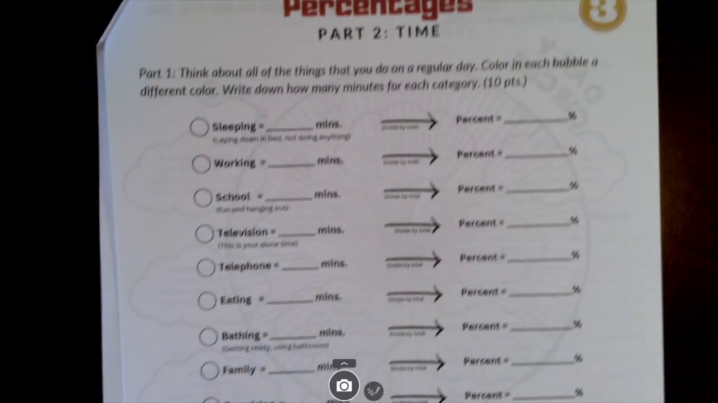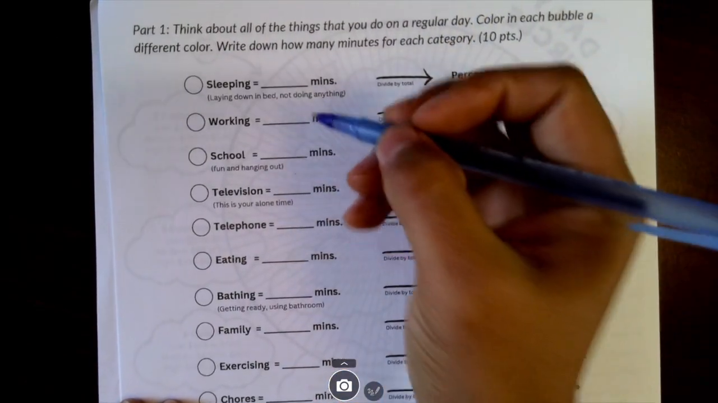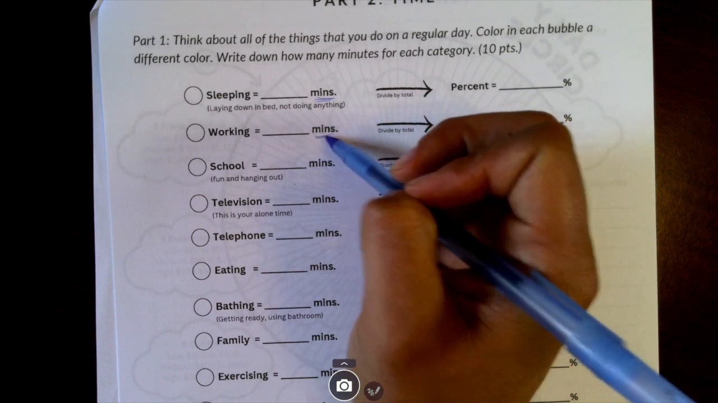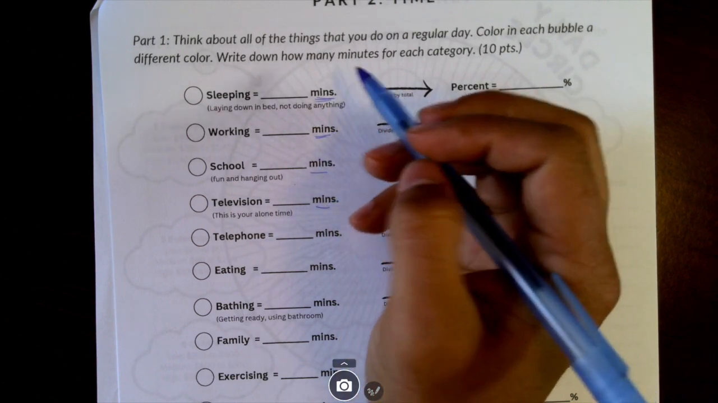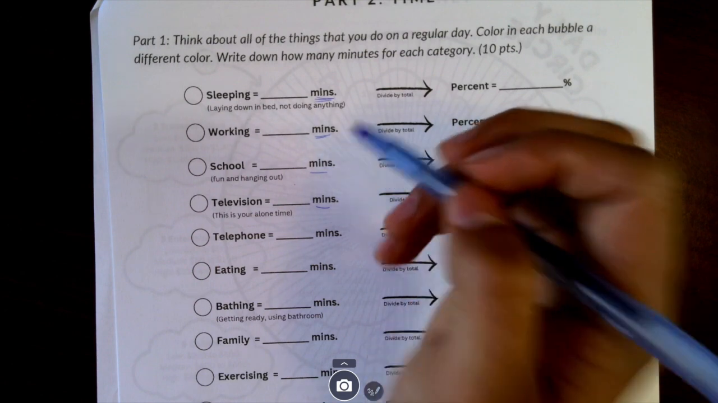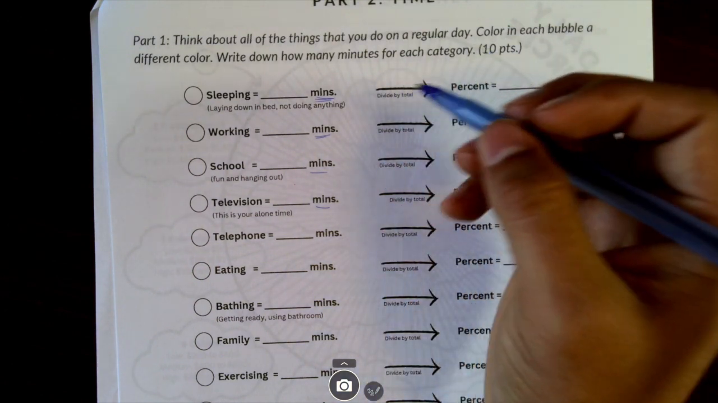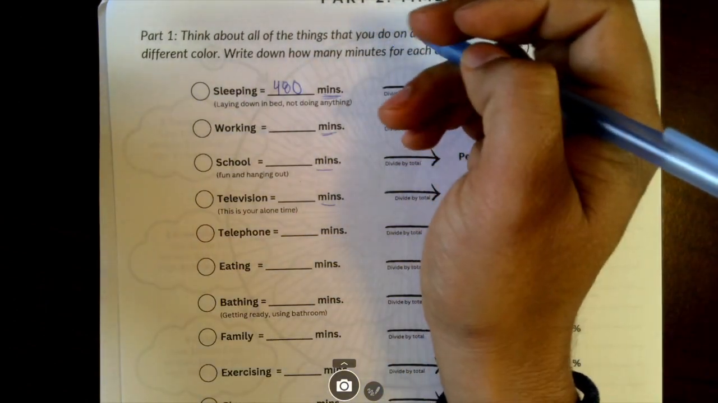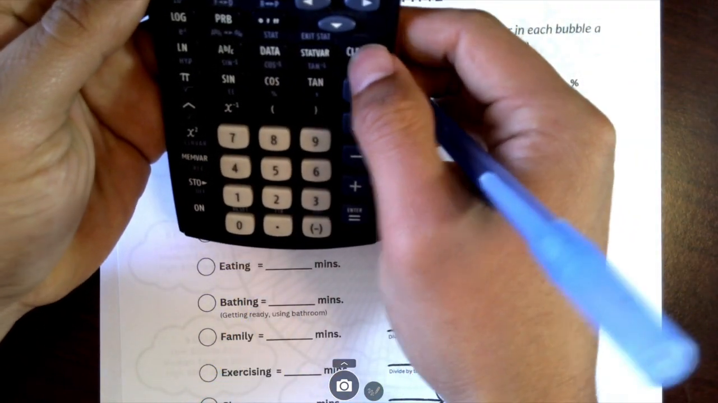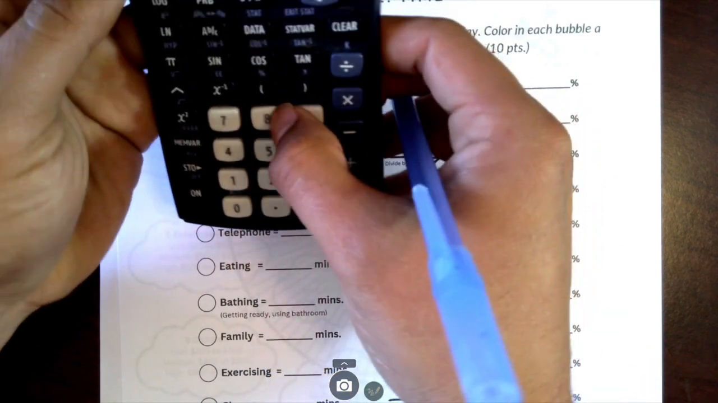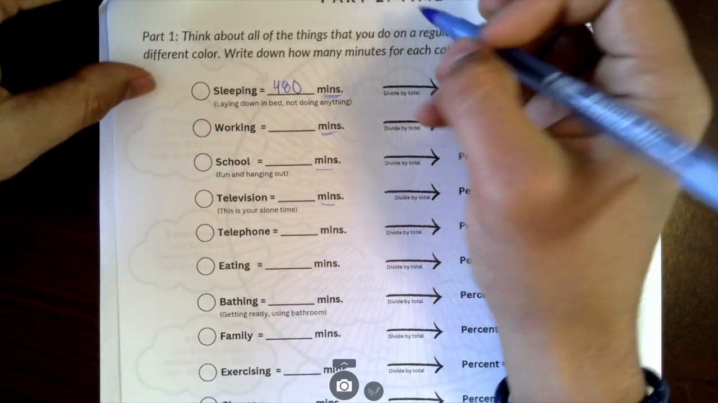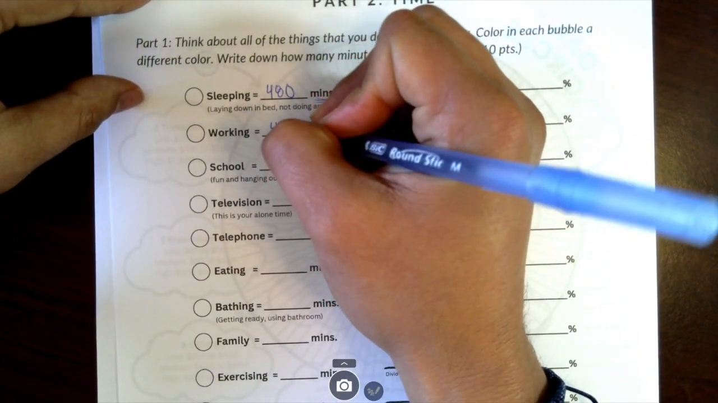So what we did in this activity right here is we calculated how much time, in minutes, everything's in minutes, how much time do you spend sleeping? So I told my students I slept 8 hours. So that's 480 minutes. Why? Because it's times 60. So it's 60 times 8. That's 480. I also work about 8 hours a day.